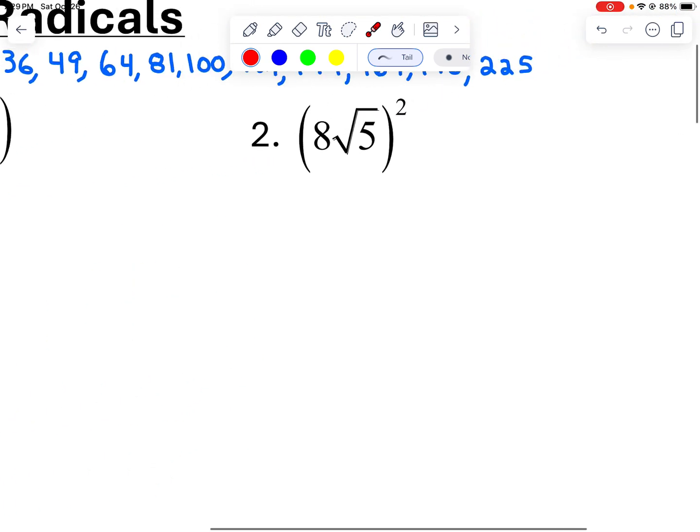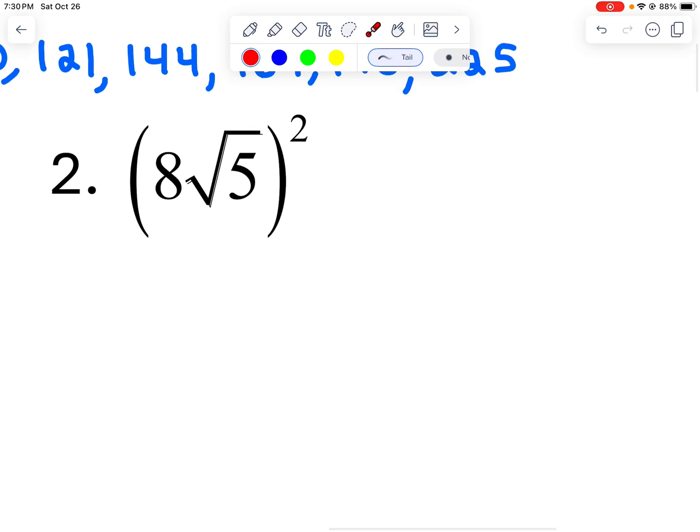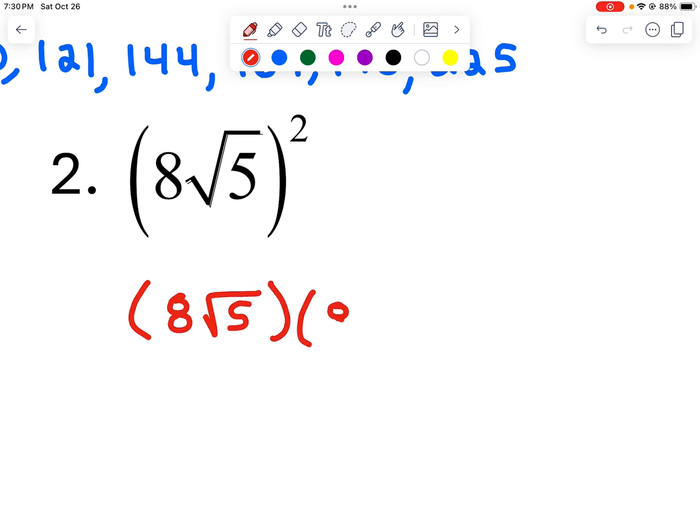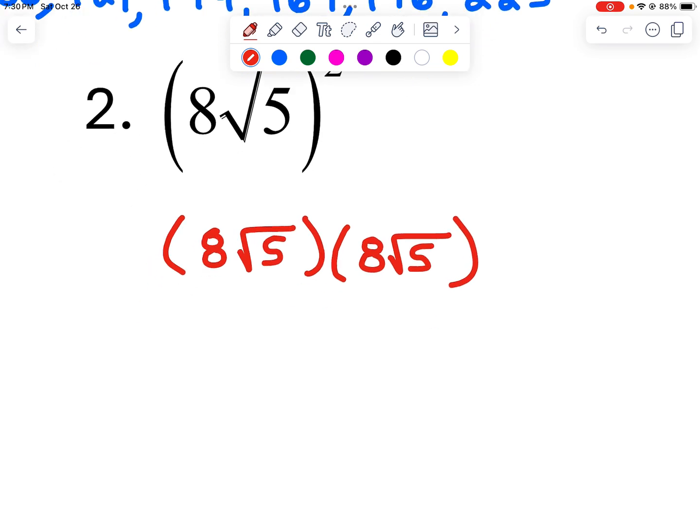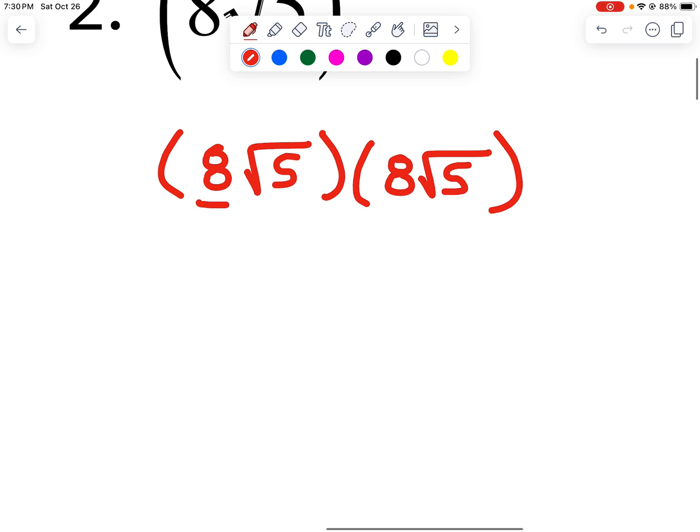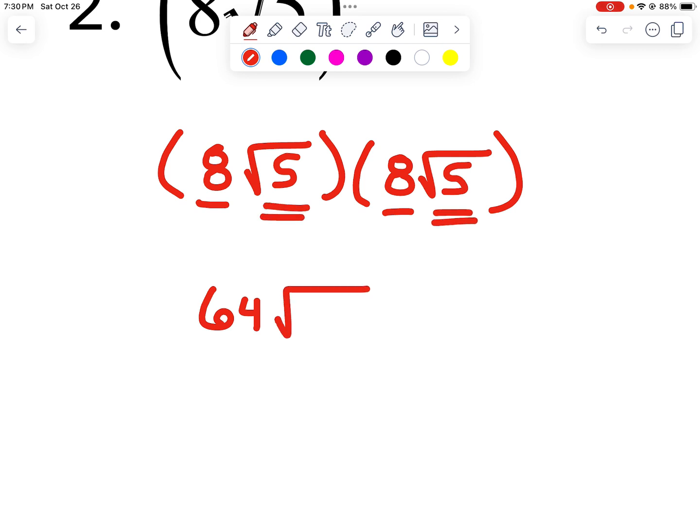So if we look at number 2, biggest thing here is when we are squaring something, think about what it means to square something, and that is we're going to multiply it by itself. So it's really the exact same problem as something like what we did in number 1, where we do 8 root 5 times 8 times the square root of 5. So I do the same thing where we multiply the things out in front. So 8 times 8 is 64. And then the things underneath, square root of 5 times square root of 5 is square root of 25.